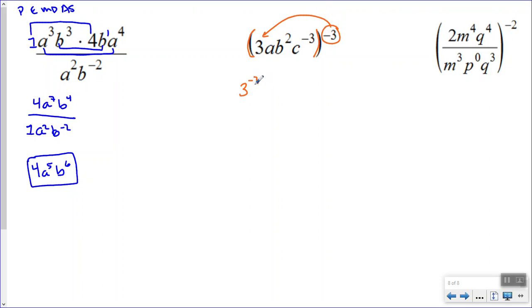We have 3 to the negative 3rd power. Then I have a to the hidden first raised to the negative 3rd. So we multiply 1 times negative 3, and we get negative 3. Then I have b squared to the negative 3rd. Again, it's power of a power, so I multiply those exponents together. 2 times negative 3 is negative 6, so b squared to the negative 3rd power is b to the negative 6th power.